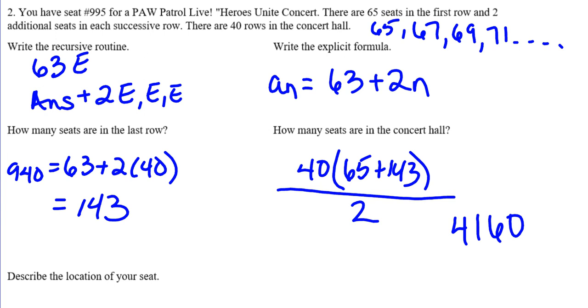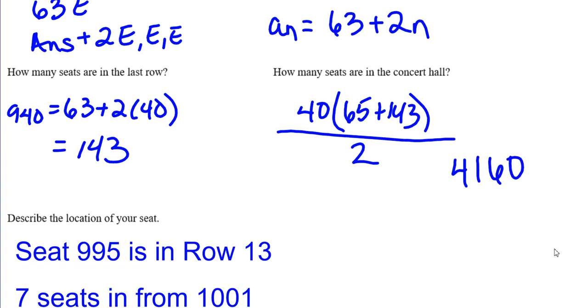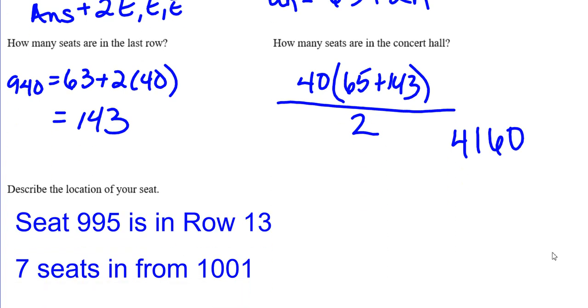Now, to describe the location of your seats, you could get creative with that by tracking your totals row by row. You actually would be in row 13, 7 seats in from seat 1001.